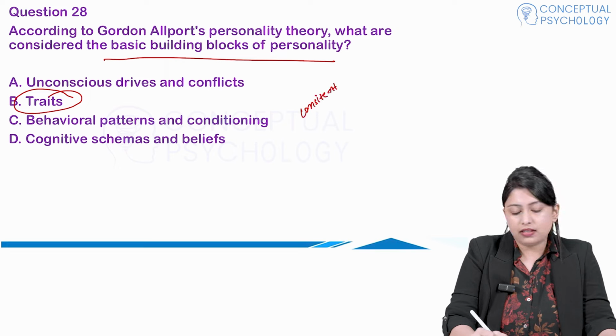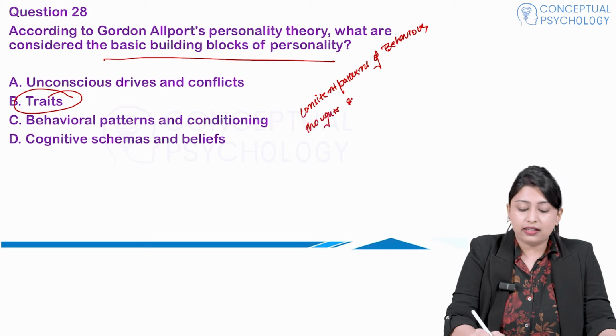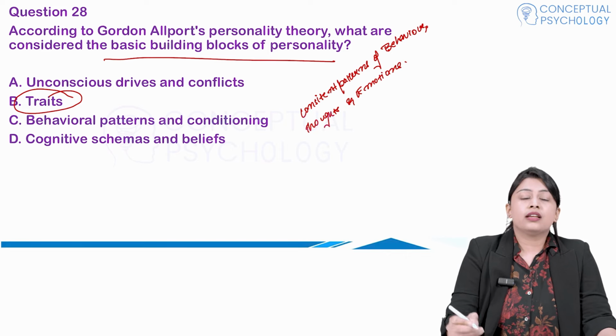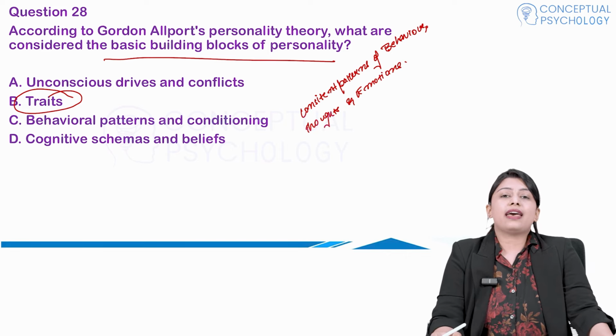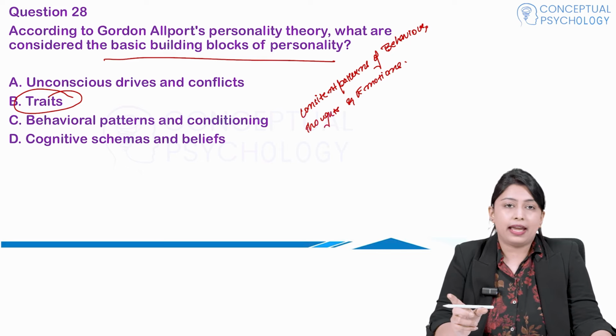Traits were the consistent patterns of behavior, even for thoughts and for emotions. So, the traits characterize an individual across different situations and over time.